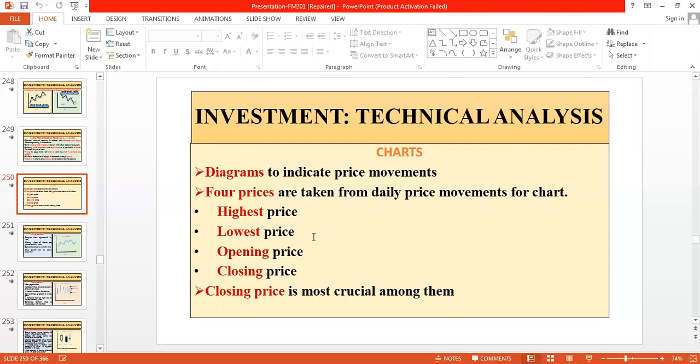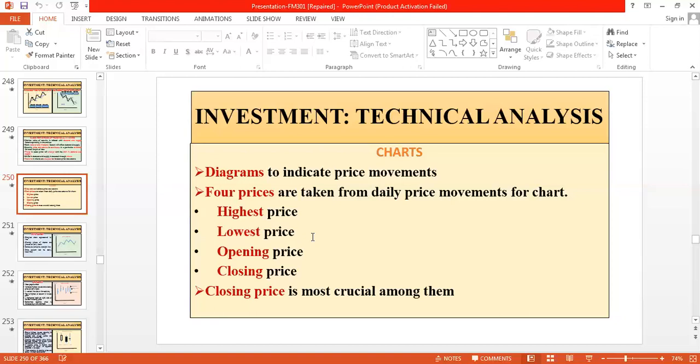So charts are prepared in such a manner that from them you can get an idea about the movement of the highest price, lowest price, opening price, closing price. Although all charts do not provide all the information, so let us see how different types of charts will be used here. But among these four prices, highest, lowest, opening and closing, the most popular is the closing price. And most of the analysis in practice is based on the closing price.